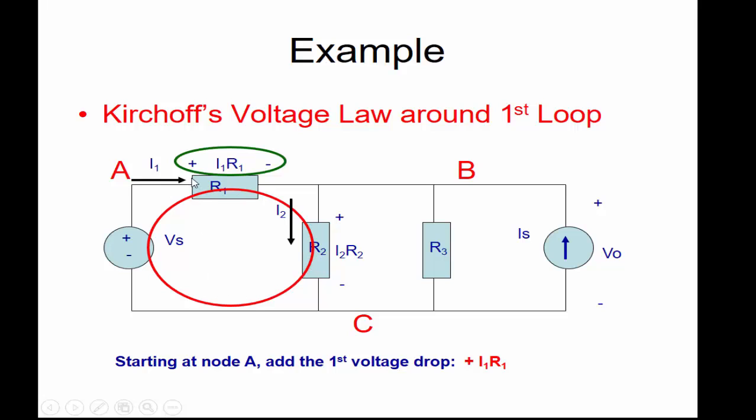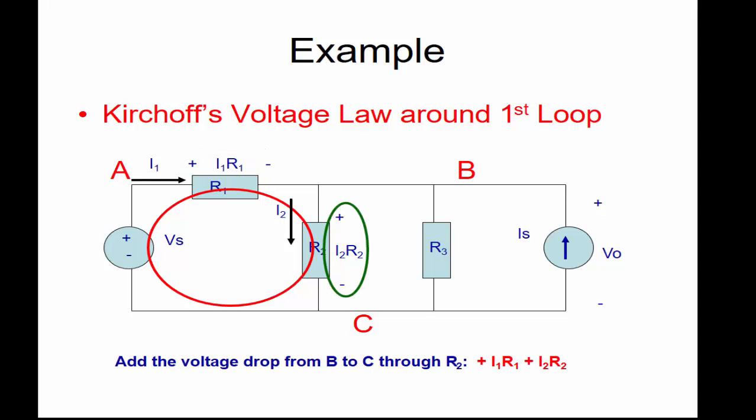If we start from node A, we enter a positive terminal. Therefore, the first voltage drop will have a plus here. Now when we travel again, we reach here and enter with a plus, the second voltage drop. So we have to add I2 plus IR1, I2 plus IR2. Right, this is what we have. So we have I2 plus I1 plus IR1 plus I2 plus IR1.